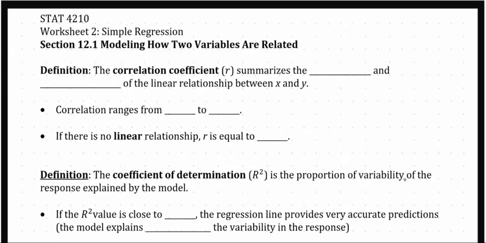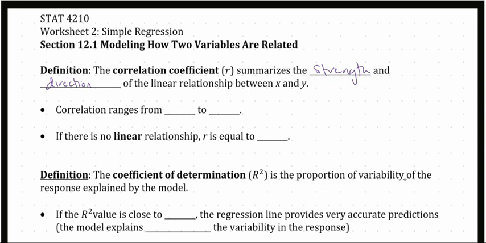So this section is a review of descriptive statistics for regression. So this is when we have two quantitative variables. We're going to start with thinking about the correlation coefficient, which we denote R. The correlation coefficient summarizes the strength and direction of two variables, x and y.